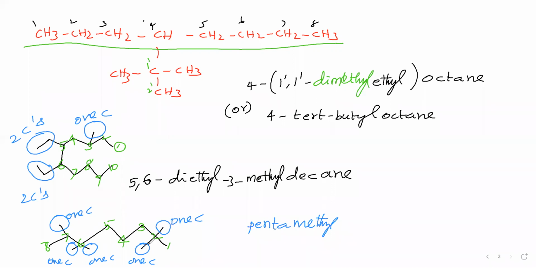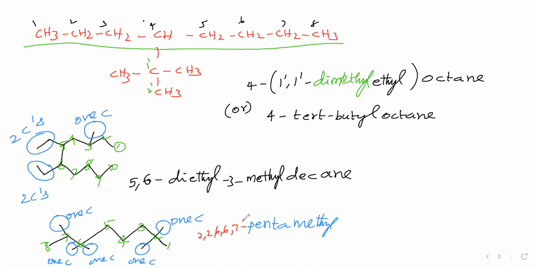Pentamethyl. Now we have to say the position. This methyl and this methyl are present at the 2nd carbon, therefore 2,2. This methyl and this methyl are present at the 6th carbon, therefore 6,6. This methyl is present at the 7th carbon. Like this is the numbering.